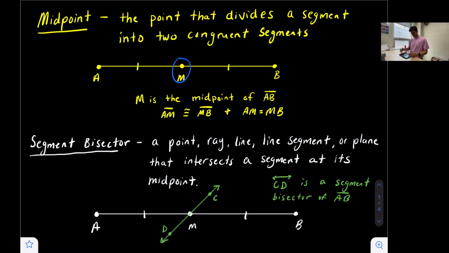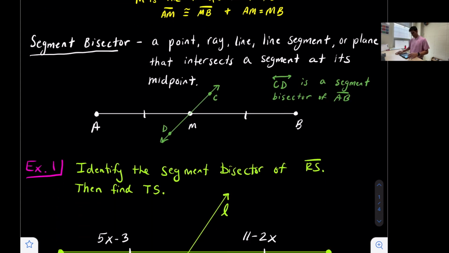Okay. Another thing we have is a segment bisector, or any kind of bisector. This could be a point, a ray, a line segment, or a plane that intersects a segment at its midpoint. That's what makes it a segment bisector. So that word bisect means to separate into two congruent segments. So we have line CD being the segment bisector of segment AB in this case.